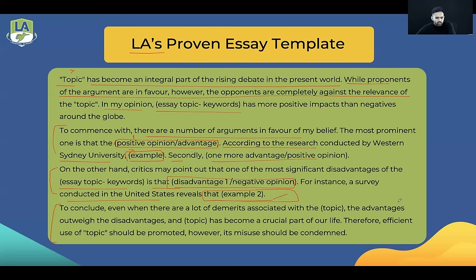To conclude, even when there are a lot of demerits associated with the topic, with mobile phones, the advantages outweigh the disadvantages, and mobile phone has become a crucial part of our life. Therefore, efficient use of mobile phone should be promoted. However, its misuse should be condemned.